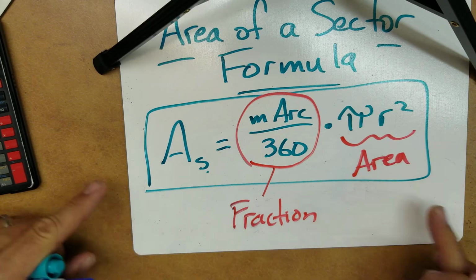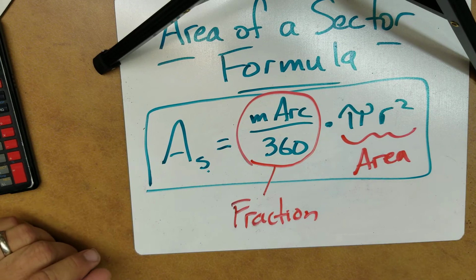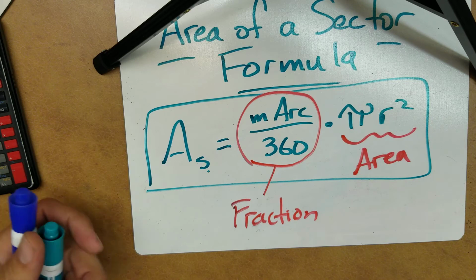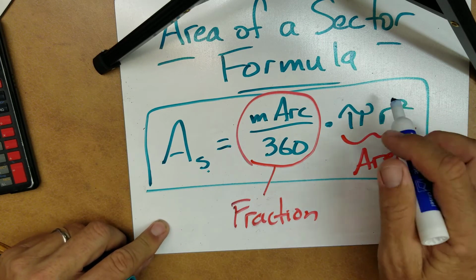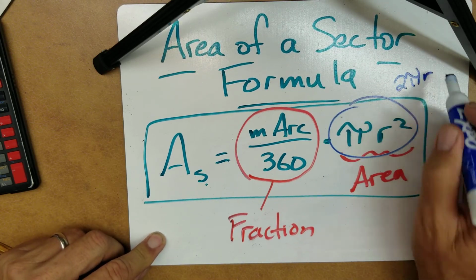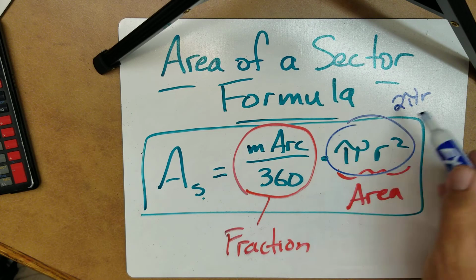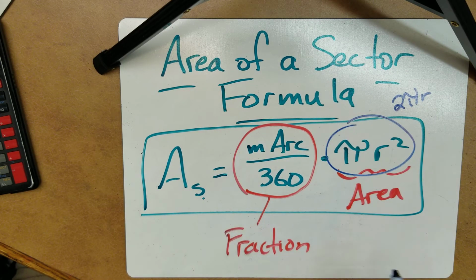So I'm very hopeful that you can see that this is extremely similar to arc length. The only difference was in arc length, we didn't have pi r squared. In arc length, you might remember we had 2 pi r because arc length is a fraction of the circumference. Area is a fraction of the area. So that's what we're looking for, all right? That's what's up. Let me show you an example real quick, okay?